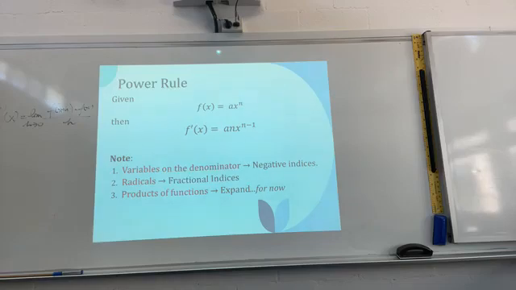So you really need to know if there are variables on the denominator, it is negative indices. Radicals, go for fractional indices. And product of functions, at the moment, expand. Tomorrow we're going to look at chain rule and the product rule on Friday. So don't do that yet, just look at expansion for now.